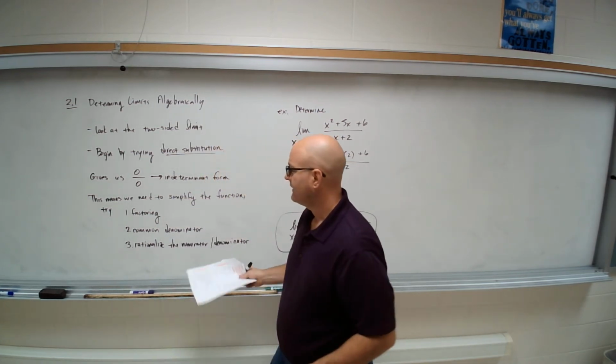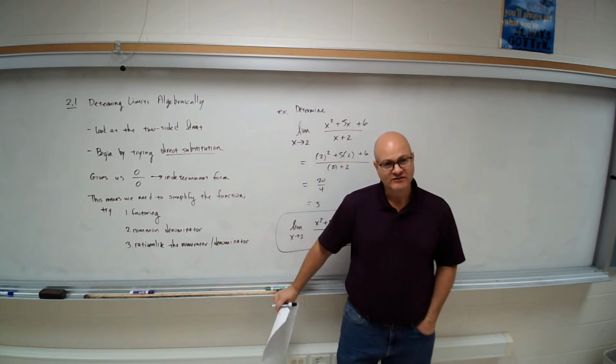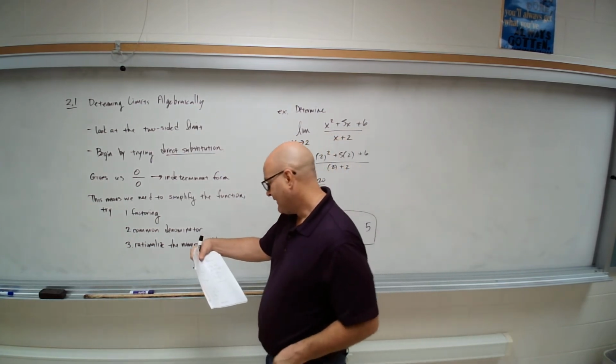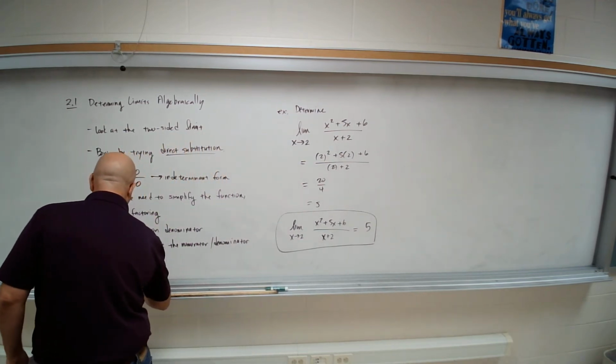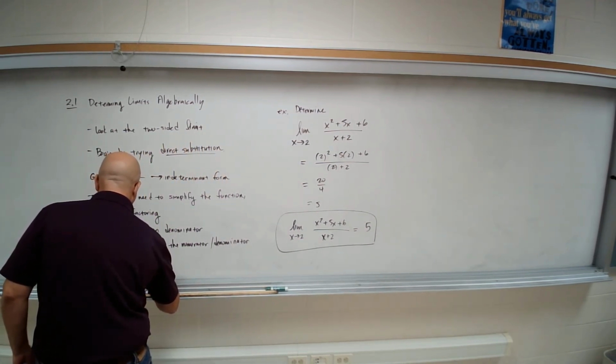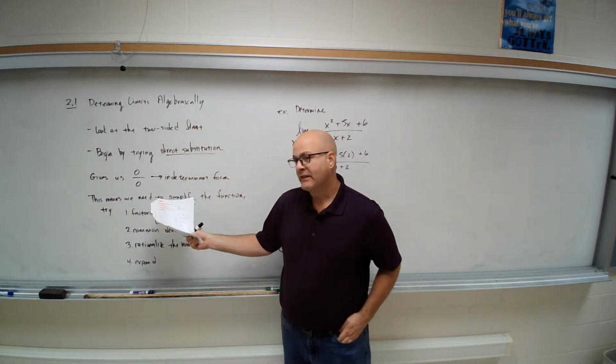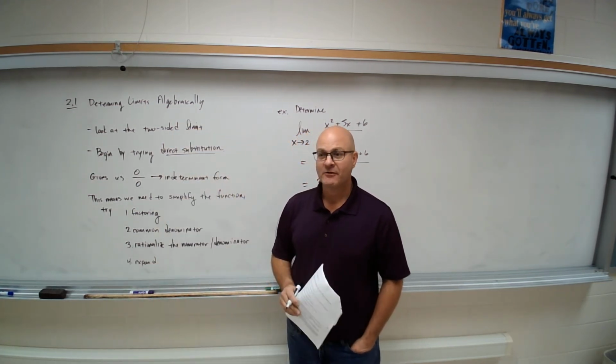And earlier we did some rationalizing with conjugates, and this is where that's going to come into play. We have to do the conjugates there. And then sometimes just if you expand, things will cancel. Okay, but again, you only have to try one of these four methods if we get this indeterminate form.